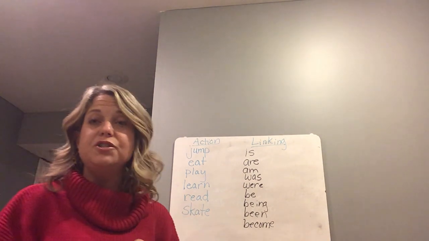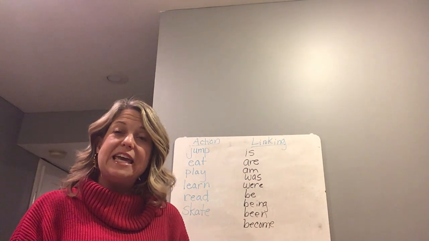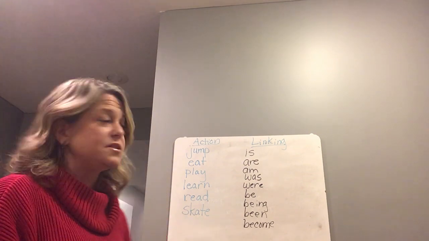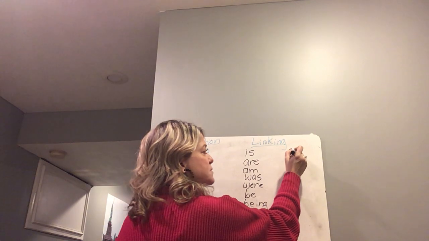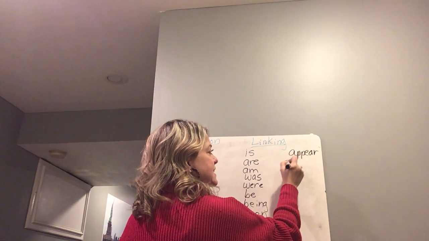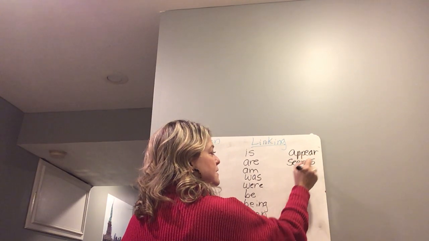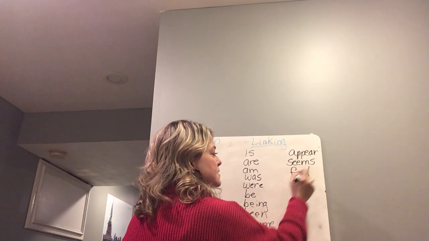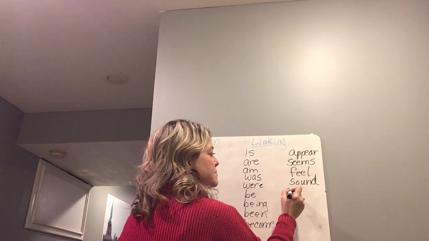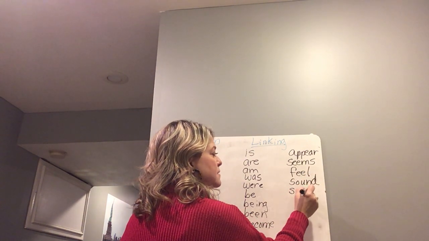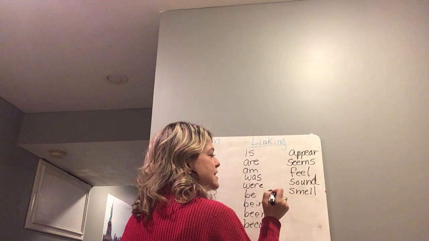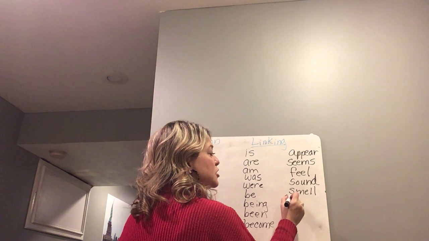But first, I want to share with you some verbs that can be either action or linking depending on how they're used. And some of those verbs are appear, seems, feel, sound, smell. What am I forgetting? Let's see. Seems, feels, sounds, smell, looks.